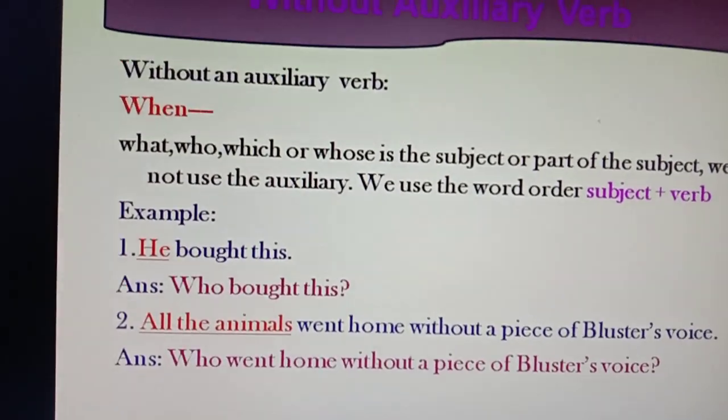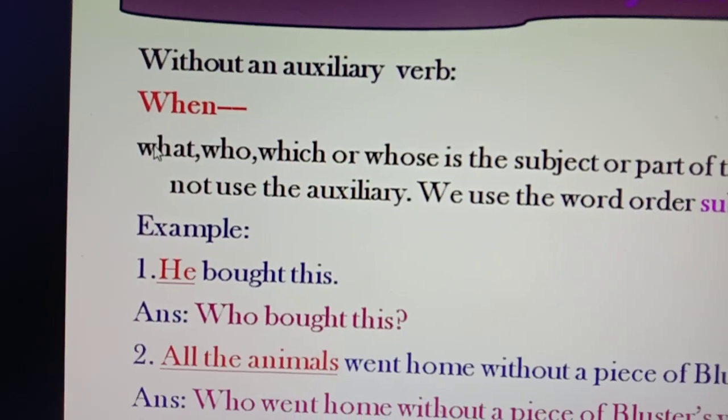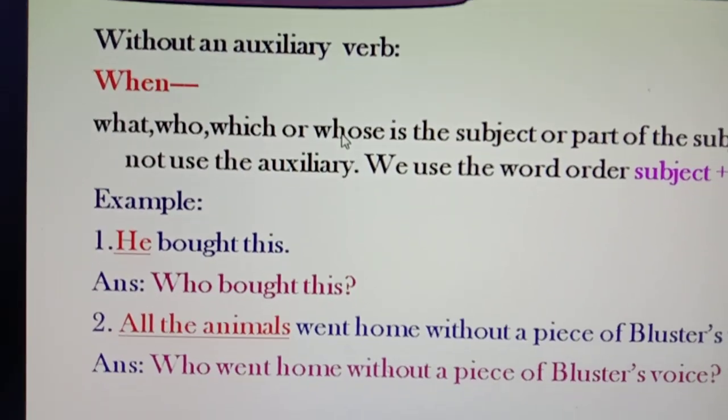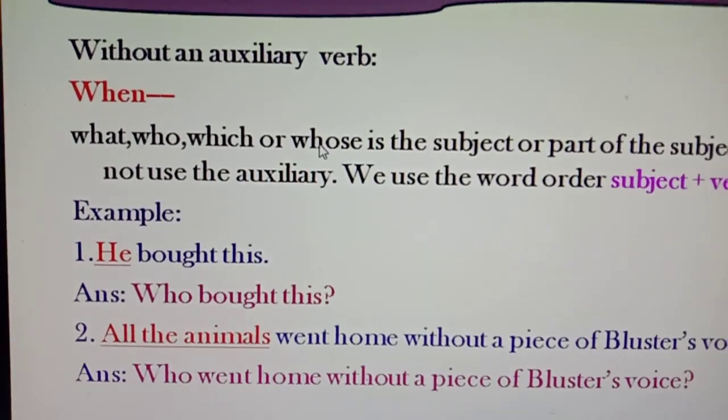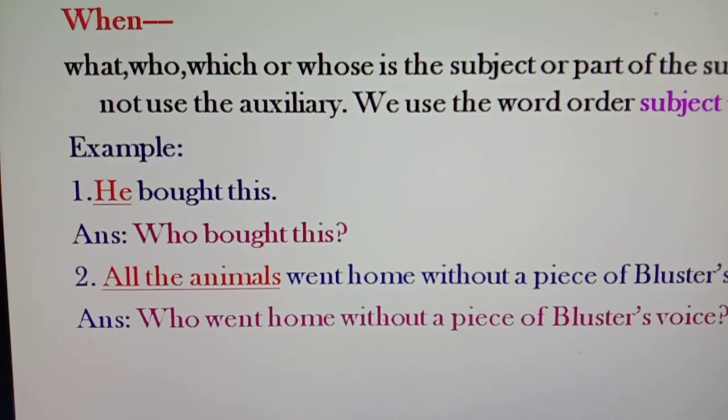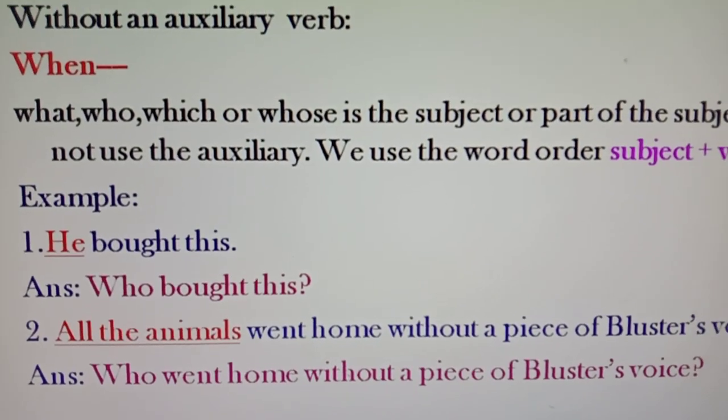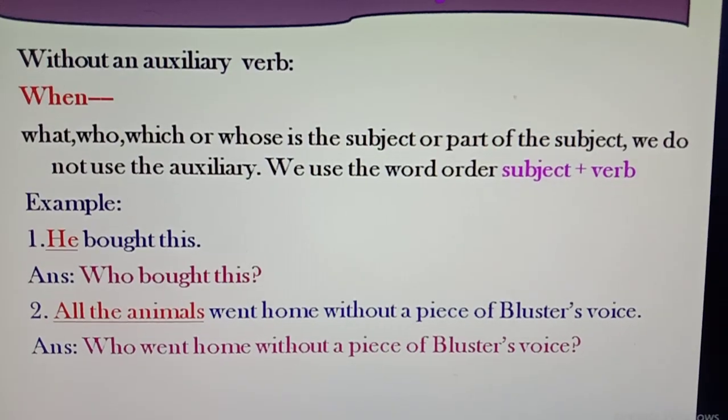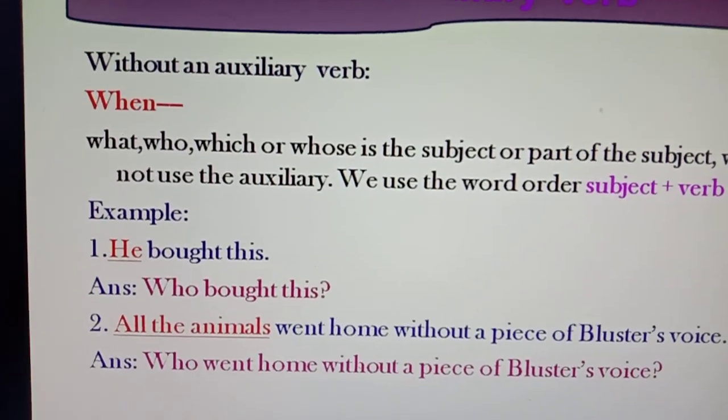Okay, so you have to remember that what, who, which, whose. Please boys, remember these four things and try to memorize them. Okay, what, who, which or whose is the subject or part of the subject. We do not use the auxiliary verb.